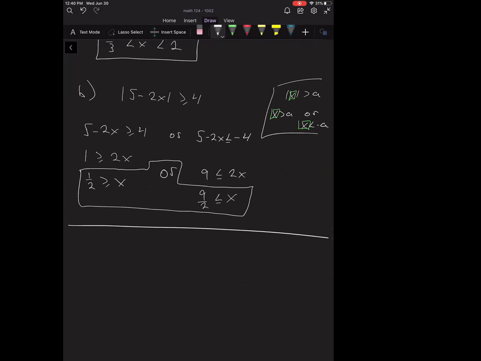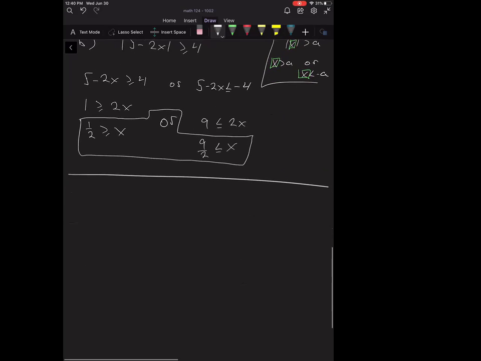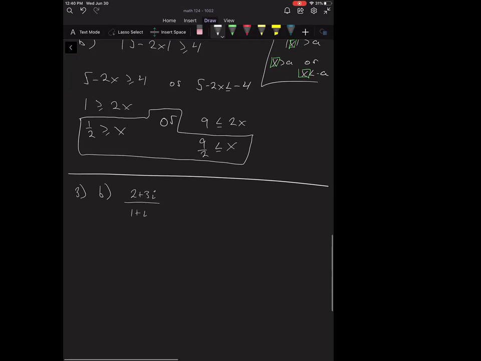So number 3, let's just do part B from this one. What we want to simplify is 2 plus 3i divided by 1 plus i. Remember, what we need to do is multiply the top and the bottom by the bottom, but we get to change the sign. Because there's a plus sign there, we're going to make that a minus sign. So we're going to multiply by 1 minus i over 1 minus i. So this is going to equal 2 plus 3i times 1 minus i, over 1 plus i times 1 minus i.